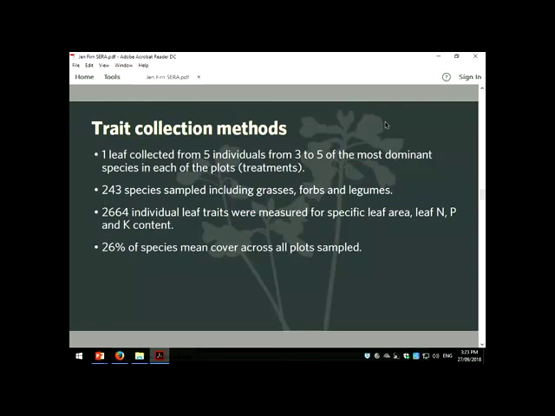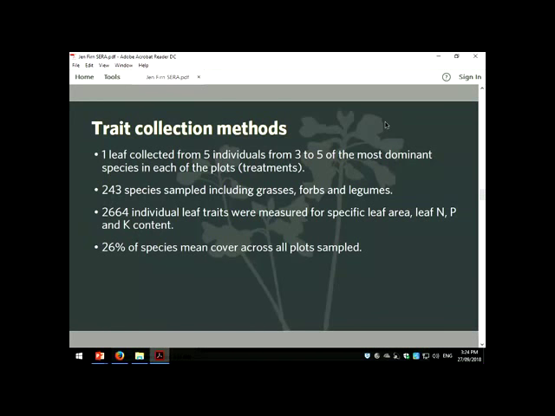So for the leaf trait measurement, what each principal investigator did was collect 1 leaf from 5 individuals for the 3 to 5 most dominant species in each one of those plots. It depended on the overall structure of the grassland, because these grasslands are wildly different. I'll talk about that in a minute. It also depended on how many species were in that site. We wanted to capture the dominant species. And we chose different species depending on the plot, because we wanted to capture the response of those smaller communities in that 5 meter plot to the treatments themselves.